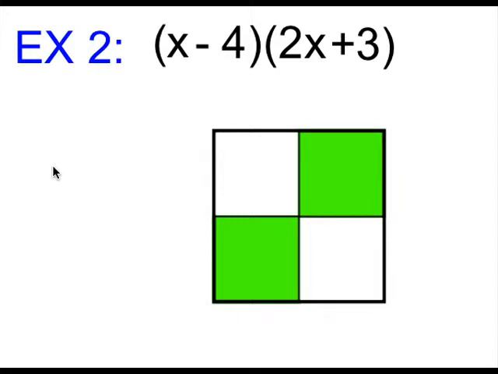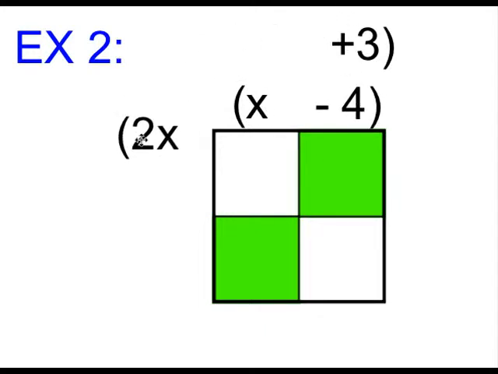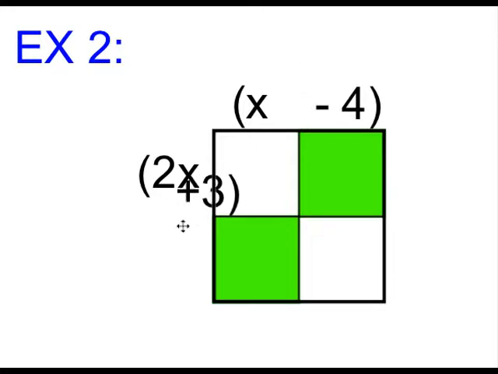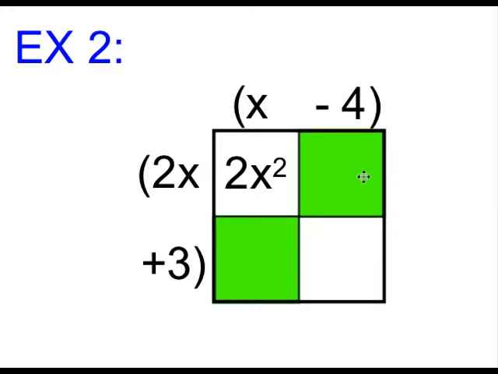Let's try a second example using this exact same idea. But this time I'm going to put the x minus 4 on top. X minus 4, 2x plus 3. Remember, you can drop the parentheses, and I normally do when I'm doing this. So my first box, my upper left, is 2x times x, which is 2x squared. My second term on the right is 2x times negative 4, which is negative 8x. My bottom left term is 3 times x, which is 3x. And my last term is 3 times negative 4, which is negative 12.